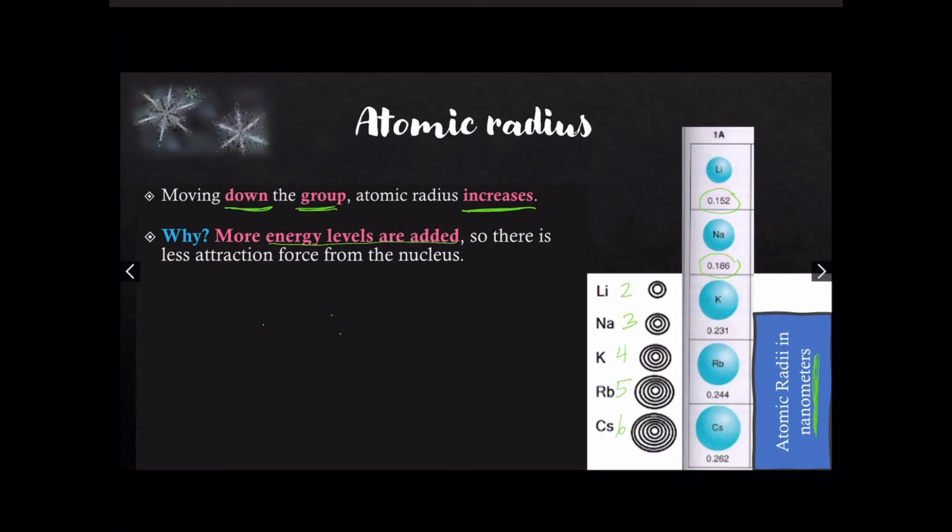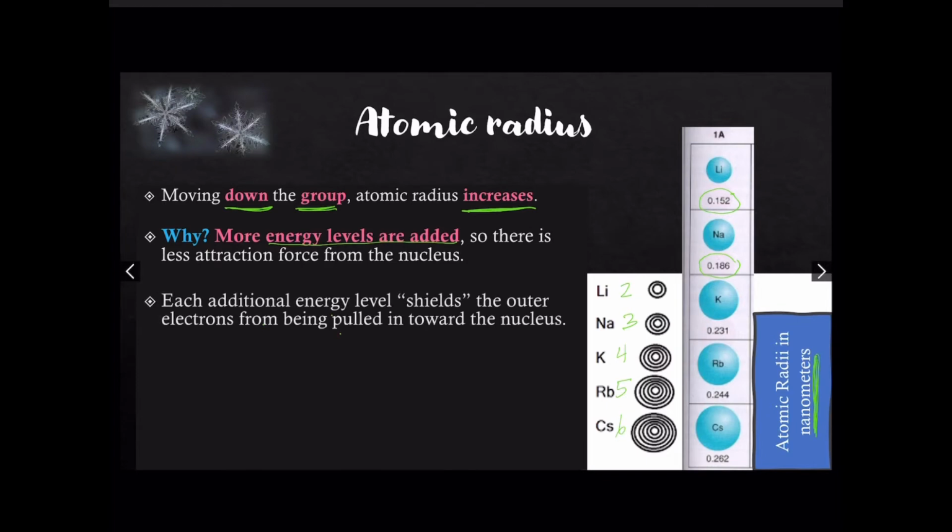So notice as you continue to add energy levels, the core electrons, that's where the electrons are that are considered part of the shield. The core electrons shield the outer electrons, the valence electrons, from being pulled in with that attractive force by the nucleus.